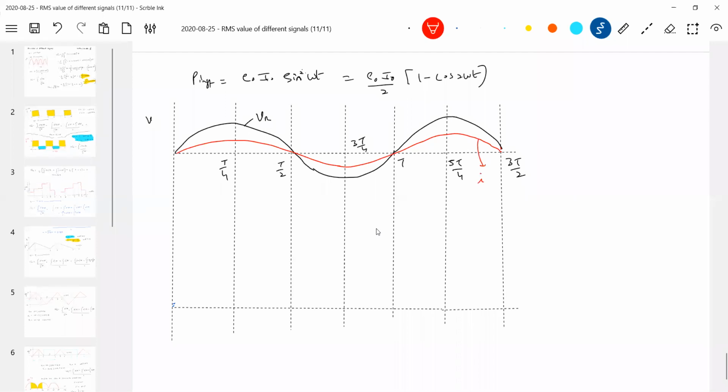Now we have to calculate the power. Now what is the maximum power? From this, what is the maximum value of power? E naught I naught. This one. So let's go for the graph.